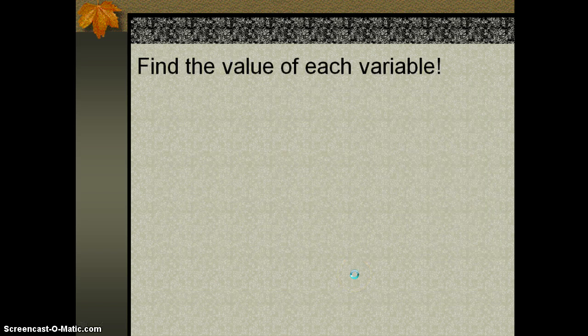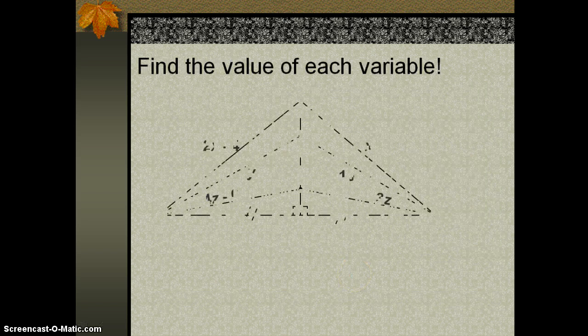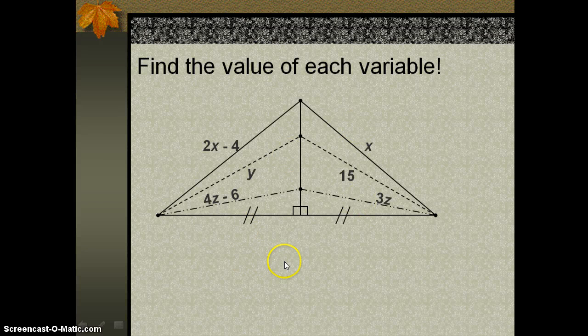So let's use this theorem to find some variables. Here we have a picture. This is our perpendicular bisector. I know because it's forming a 90-degree angle with the base, and it's cutting this base in half. So first let's start with finding x. I know that these two distances have to be equidistant since this point is on the perpendicular bisector. So I'm going to set them equal and get that x is equal to 4.